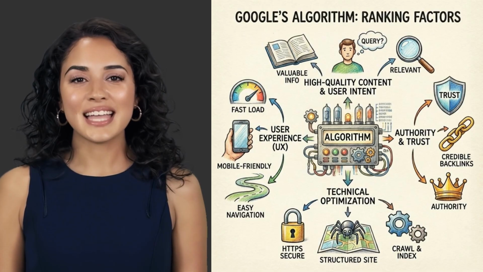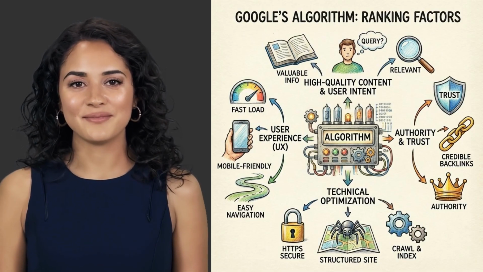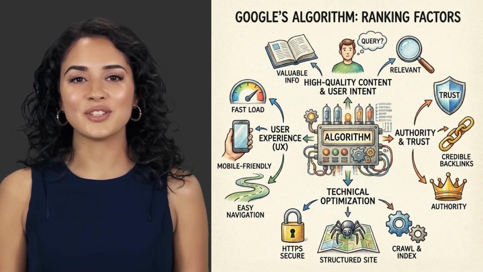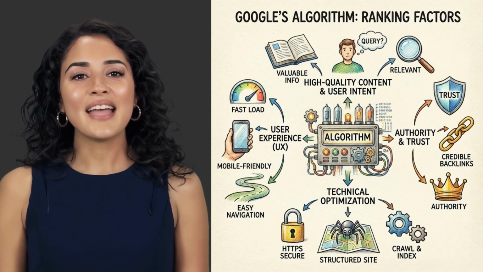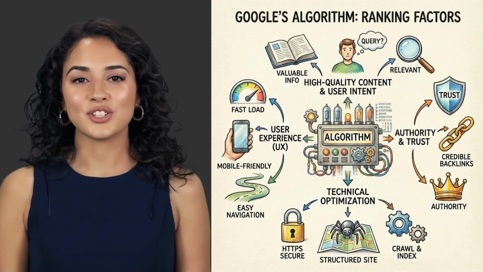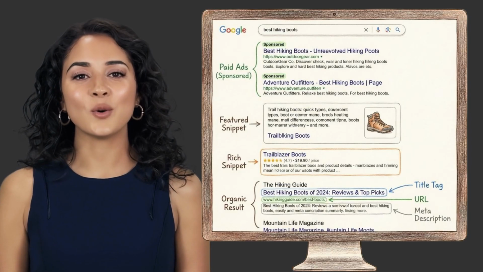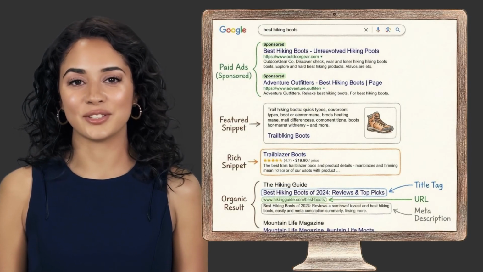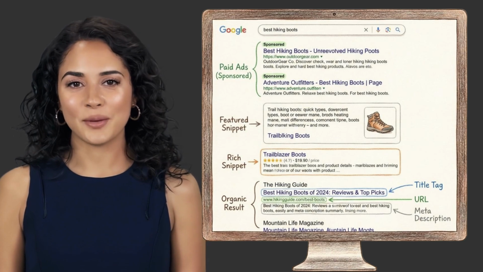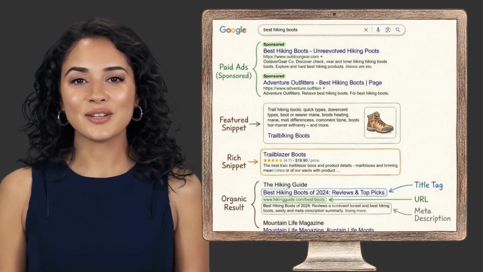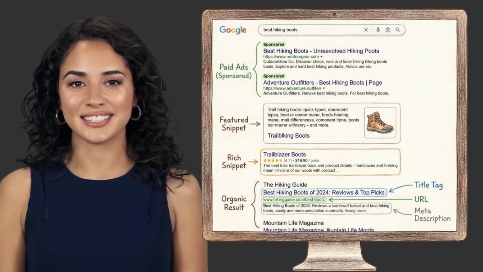Underpinning all of this is technical optimization. Your site must be secure, typically using HTTPS, and it must be structured in a way that allows search engines to easily crawl and index it. When a user enters a query, they land on the search engine results page, or SERP. It is important to distinguish between the types of results they see.